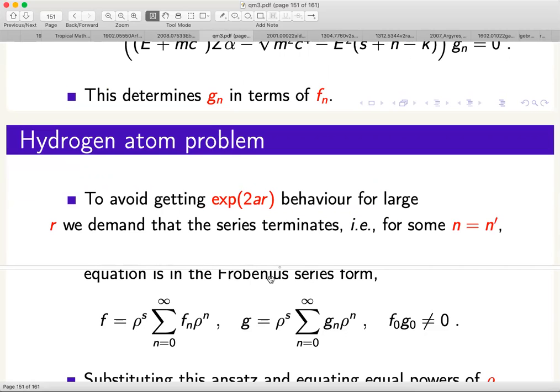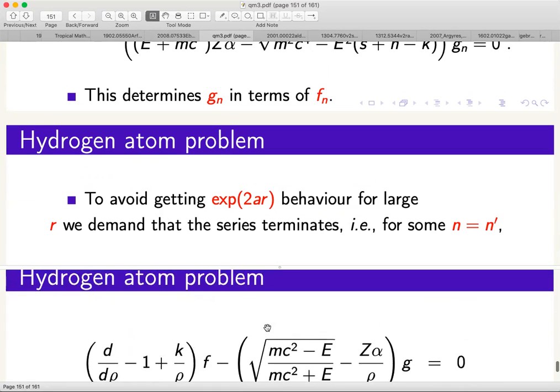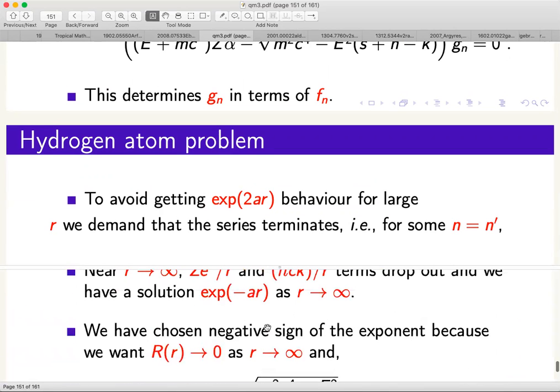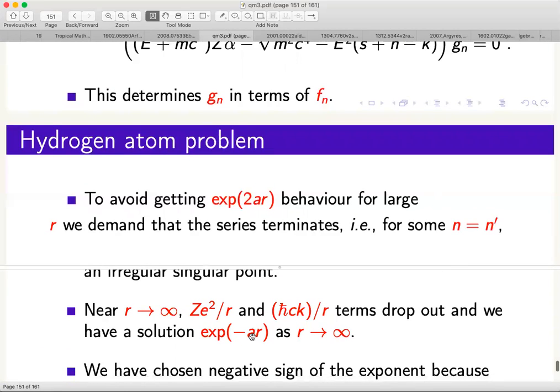The reason we don't want that is because we had obtained a solution e to the minus ar. We chose this solution because we rejected e to the plus ar, because it is not normalizable. Now, if you keep the full infinite Frobenius series, it will give you e to the plus 2ar. That is multiplied by the choice at infinity that we have already made, and 2ar minus ar gives you e to the plus ar. You would end up with the other solution which you had rejected.